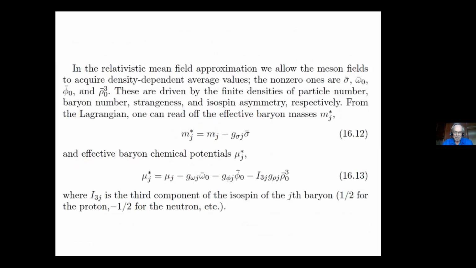In the relativistic mean field approximation, the masses in the matter acquire effective values. For example, if m sub j is the vacuum mass of a baryon, proton, neutron, lambda, whatever, its mass in the matter is generally reduced by a coupling constant, g sigma j, times the average sigma meson field. Similarly, the chemical potentials acquire effective values. The true chemical potentials are what they are, but when you write down the field equations in the mean field approximation, they look like independent particles moving with effective masses and effective chemical potentials.